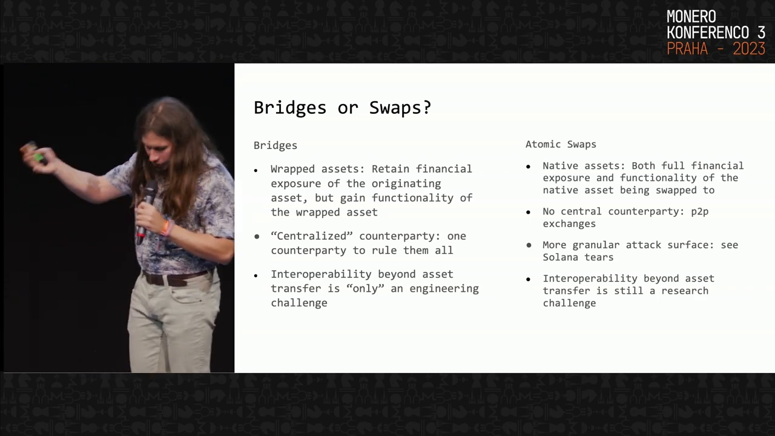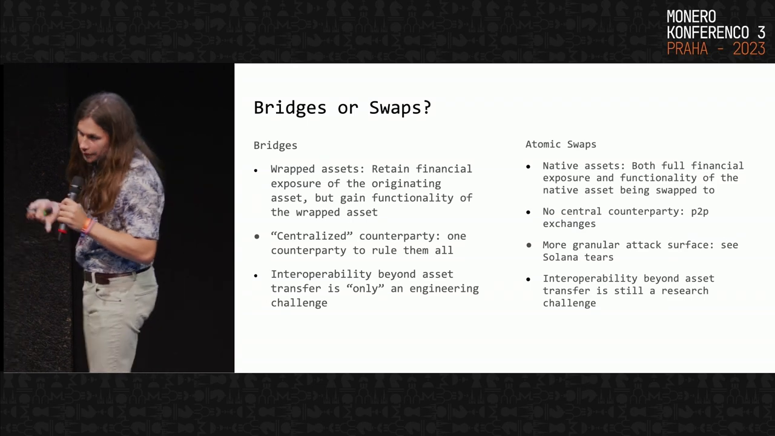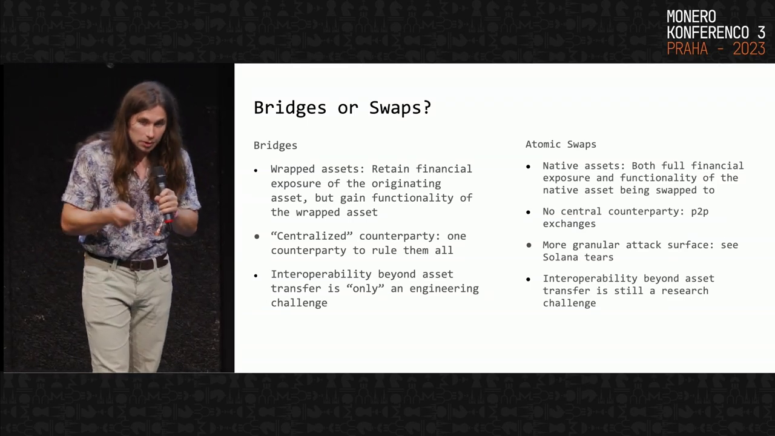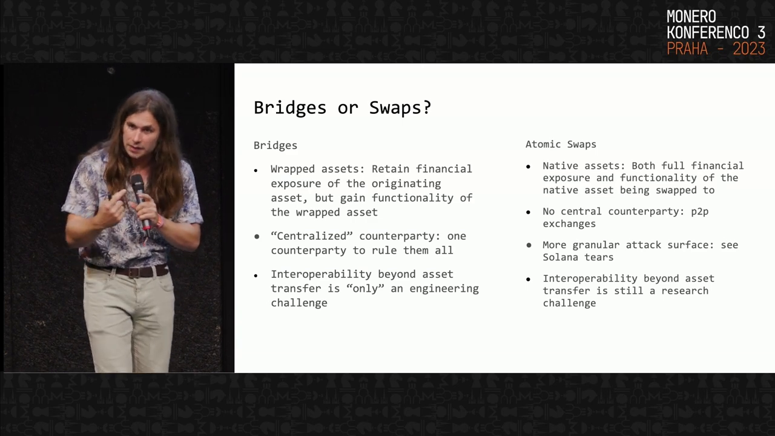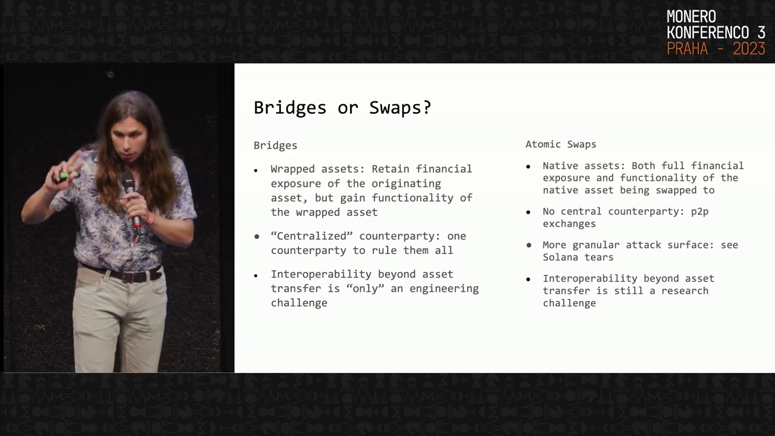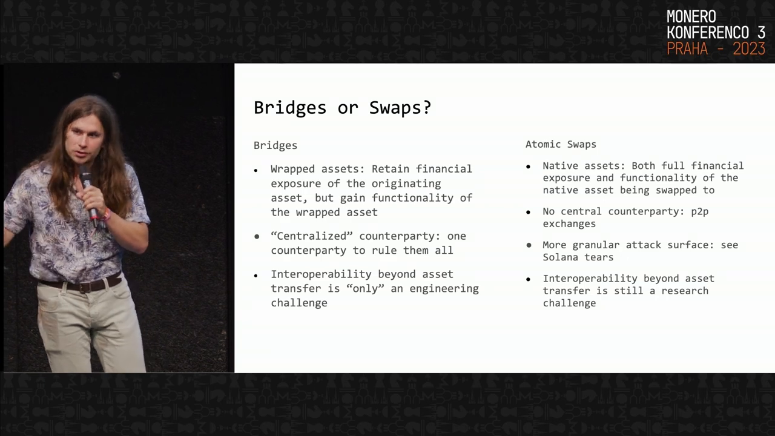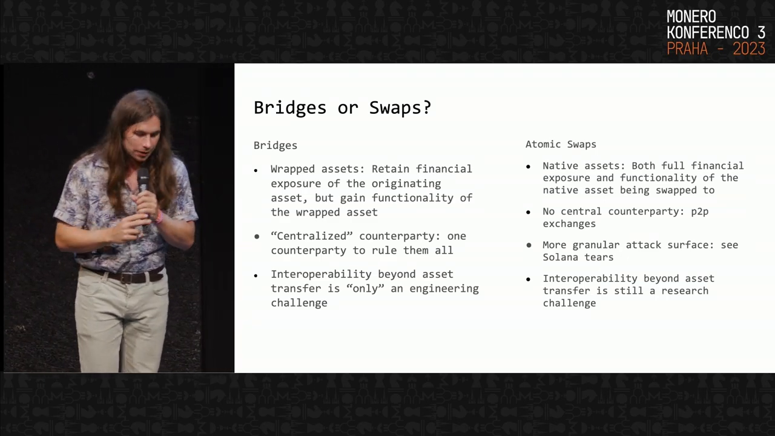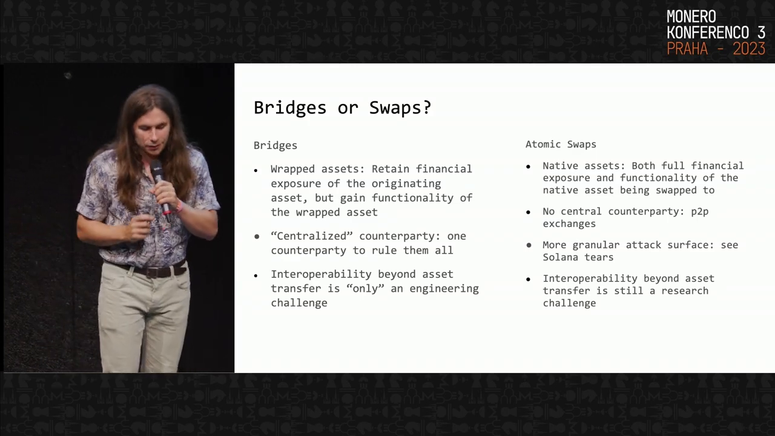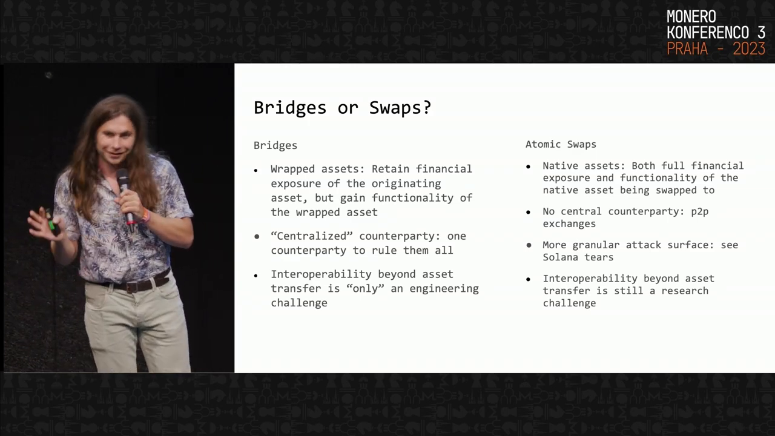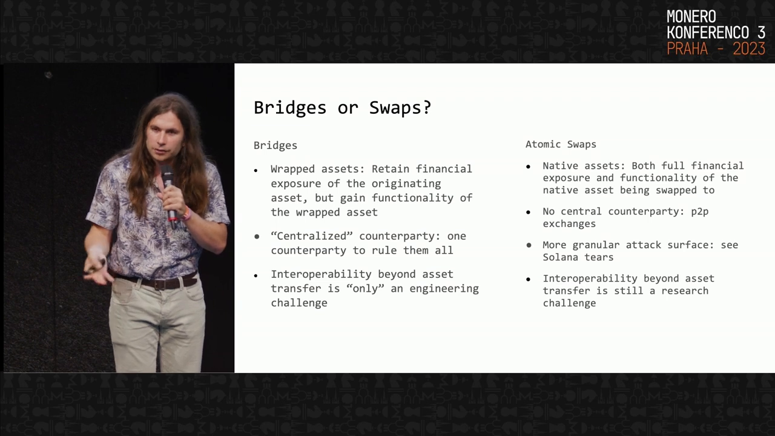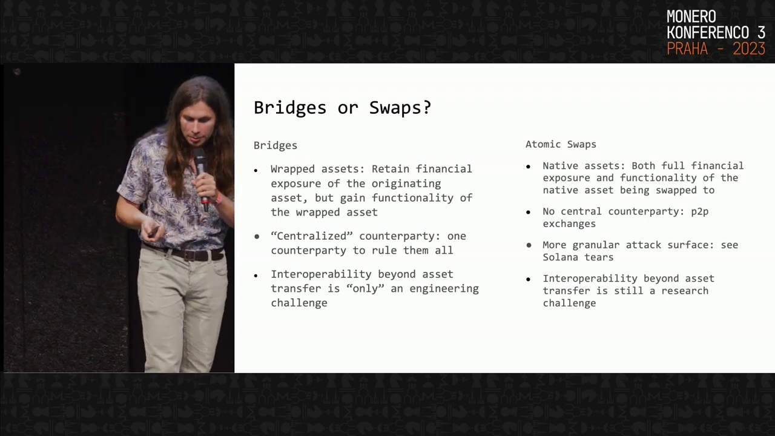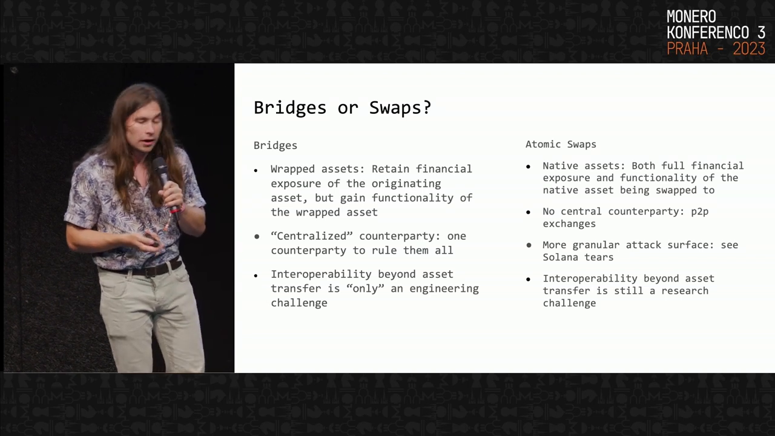And as you can see from what we described about bridges, the advantage that atomic swaps have, if you want that, is that you're actually exchanging the native tokens. So after the trade is done, you don't need to care about your originating chain anymore, modulo a deep reorg or mining attack. The disadvantage is that there's no central counterparty, or depends how you spin it. It's just harder then to find somebody to trade with, and this is a step that you have to go through. And interoperability beyond just doing an asset transfer, that's still in research.